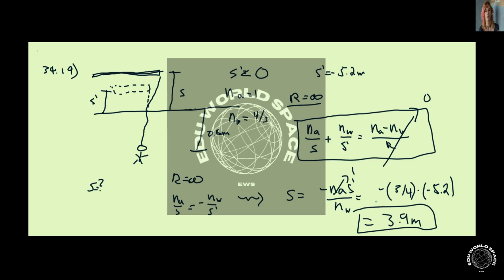Cool. So what that means is the object is actually closer than the image. So when you're in the water looking straight up at the diving board, the object is closer than it appears. It appears 5.2 meters away, but it's actually only 3.9 meters away from the surface. Awesome.